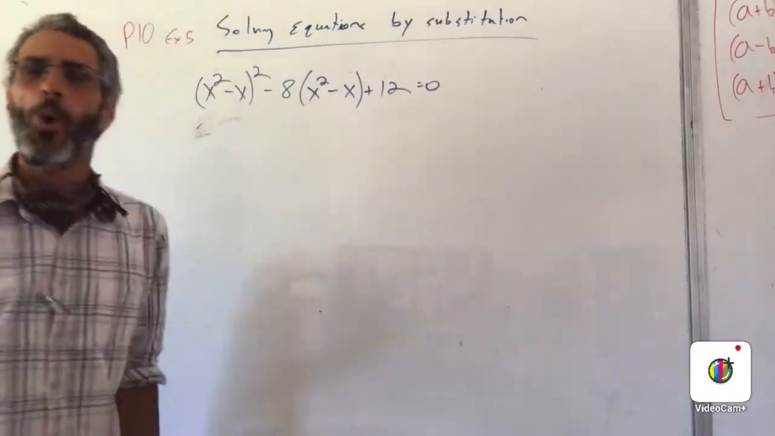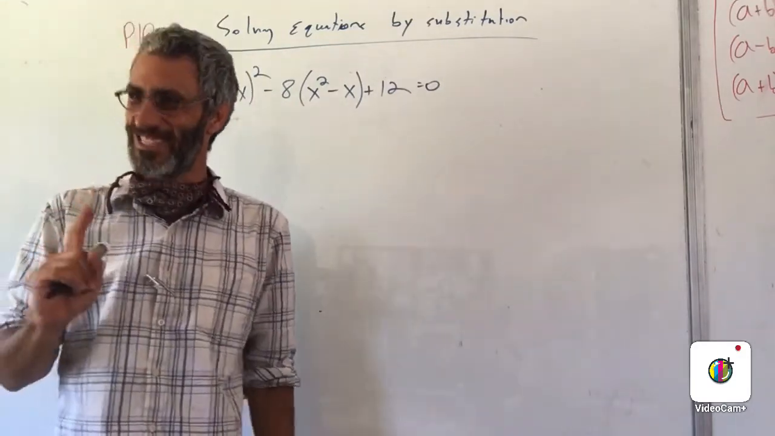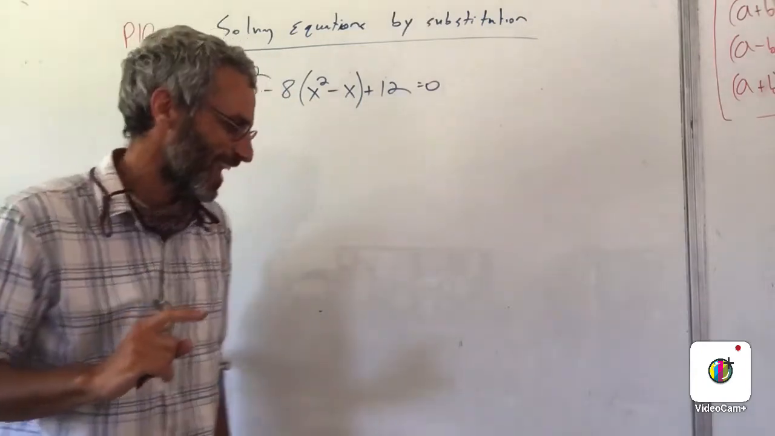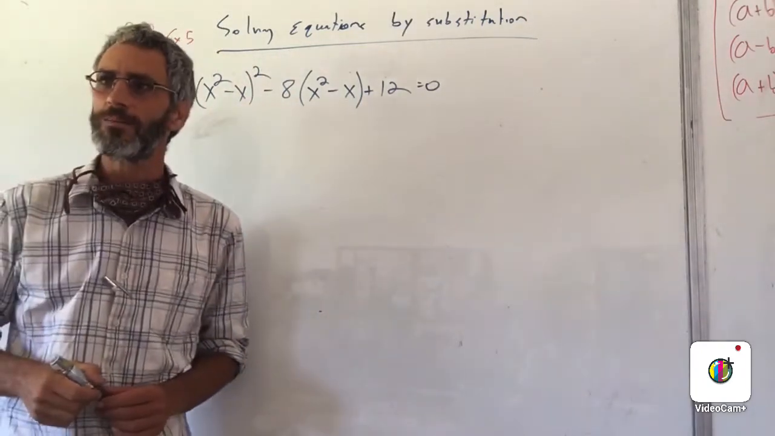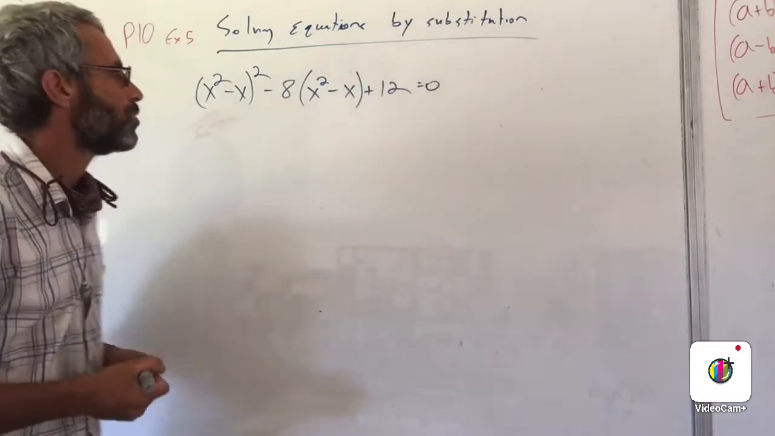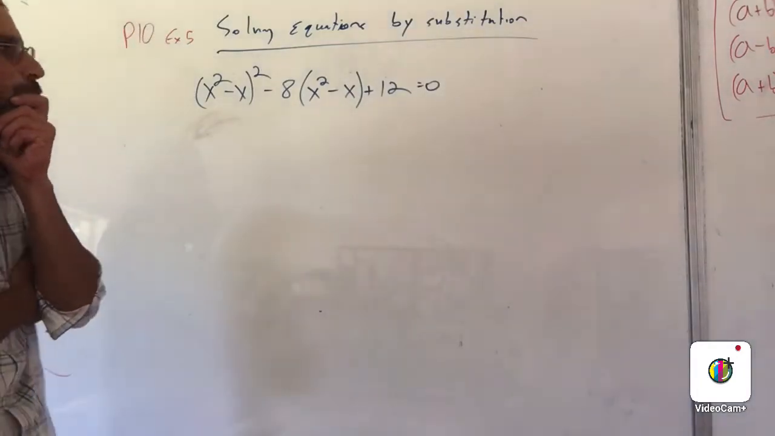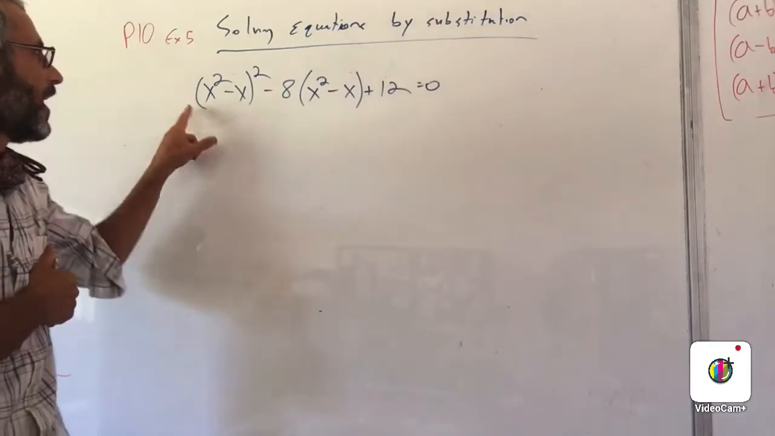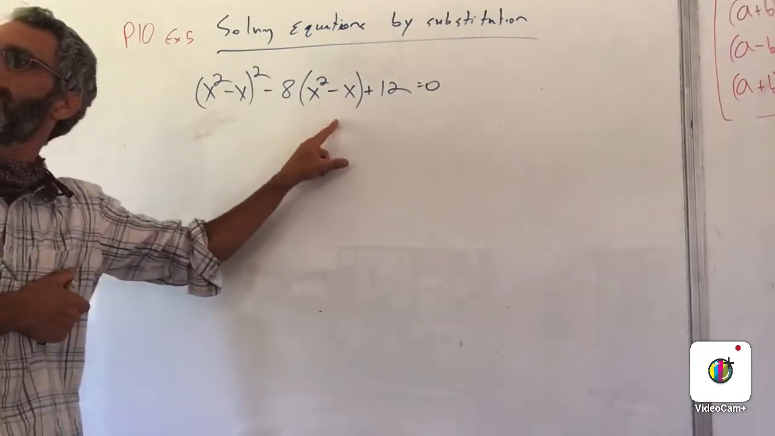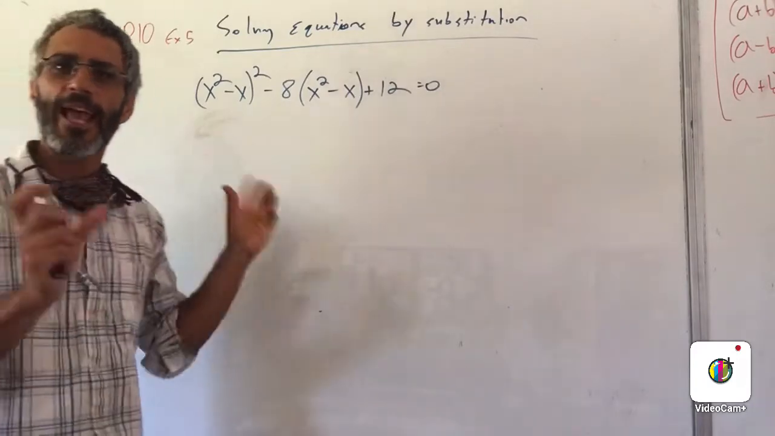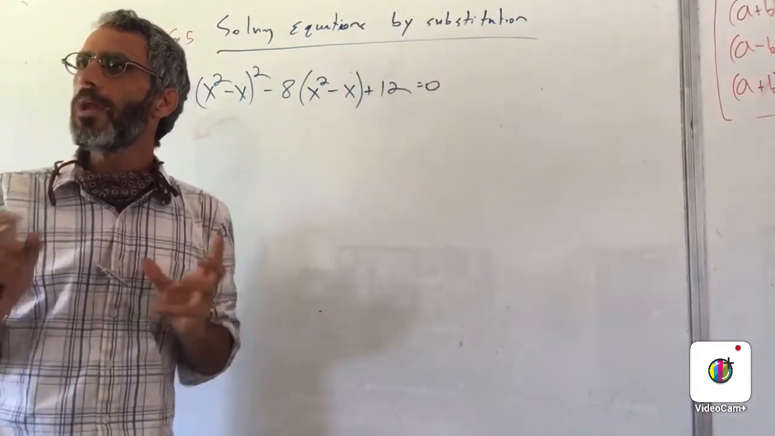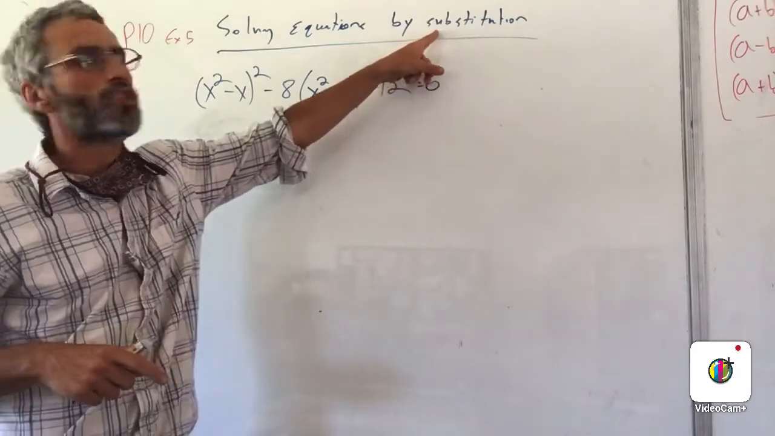So what we need to notice is something. What do we notice? What's quite cool about it? x squared minus x, x squared minus x, x squared minus x. It's the same. So what we've got to do is substitute.